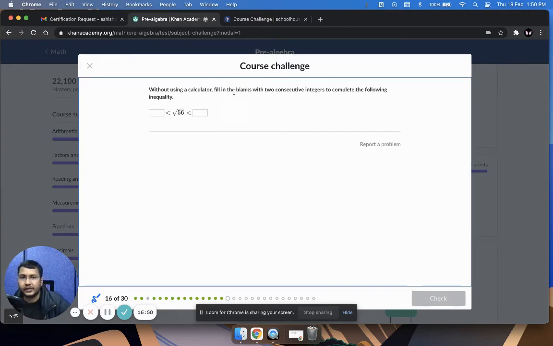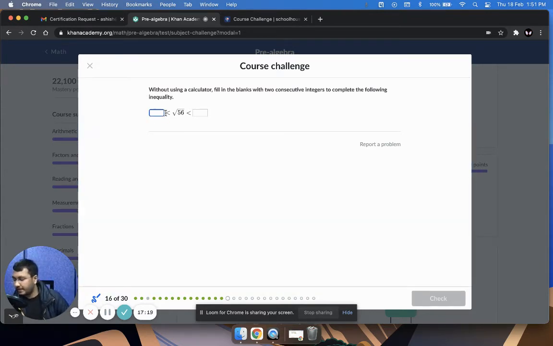Without using a calculator, fill in the blanks with 2 consecutive integers to complete the following inequality. Square root of 56, where would that lie? We need integers here. So 56 is not a perfect square, but let's look at close perfect squares. Something more than 56 is 64, very close to 56. And in the 40s, you have 49. These are the closest perfect squares to 56. 49 has a square root of 7 and 64 has a square root of 8. So the square root of 56 lies between 7 and 8. That's what I'm going to put here.